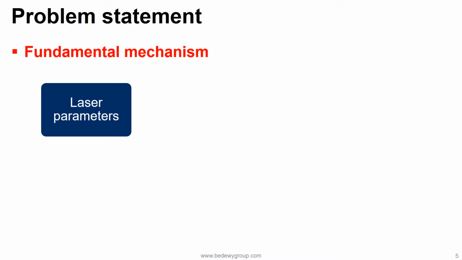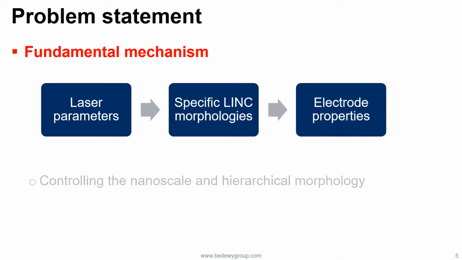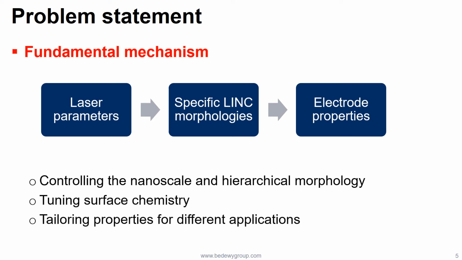Despite increasing research interest, the fundamental mechanisms underlying the formation of LINC morphologies are still largely missing. In this work, we elucidate these fundamentals by exploring how the laser parameters affect the resulting LINC morphologies and subsequently the LINC properties. This will enable us to control the nanoscale morphology, tune the surface chemistry, as well as tailor the properties for different applications.